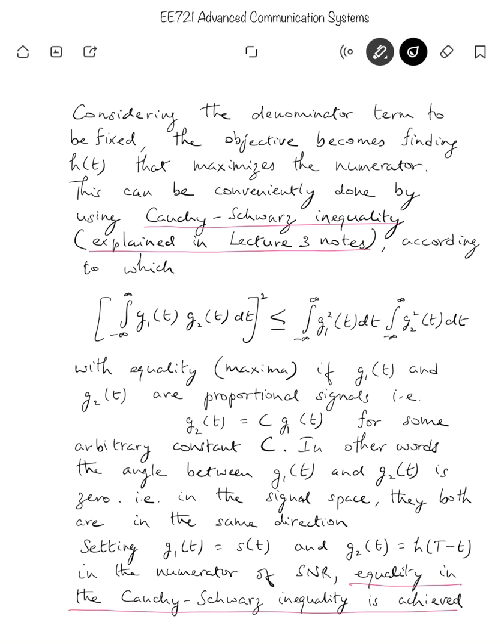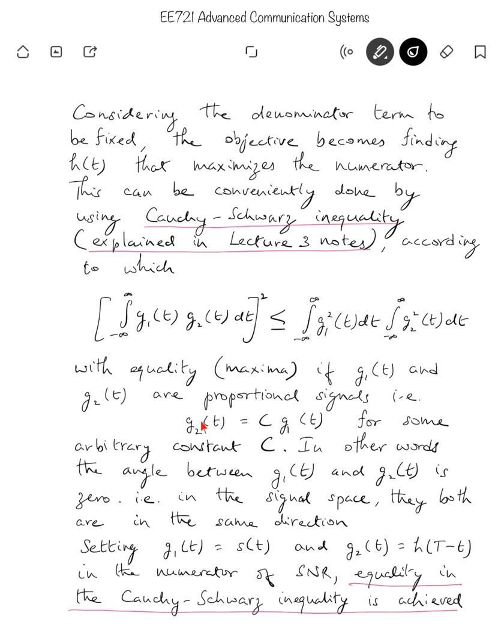The condition is that g1 of t and g2 of t should have an angle of 0 between them, right? That means the two functions g1 and g2 should be in the same direction or they must be proportional signals. That means their vector representation should lie on the same line. If the vector representations of g1 of t and g2 of t lie on the same line, the angle between them is 0, and that means one signal is a scaled version of the other signal.